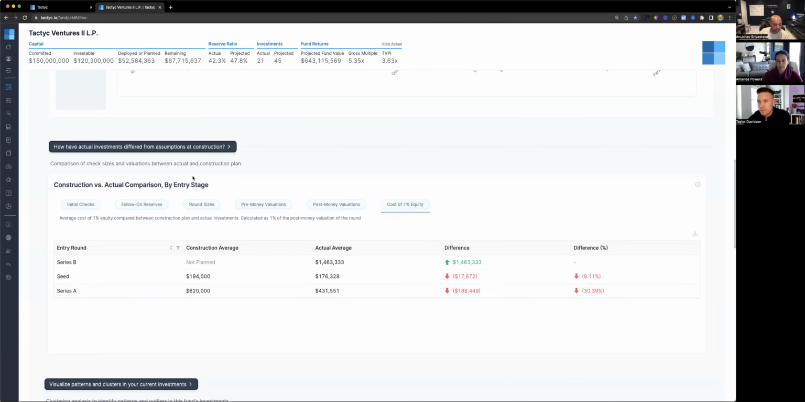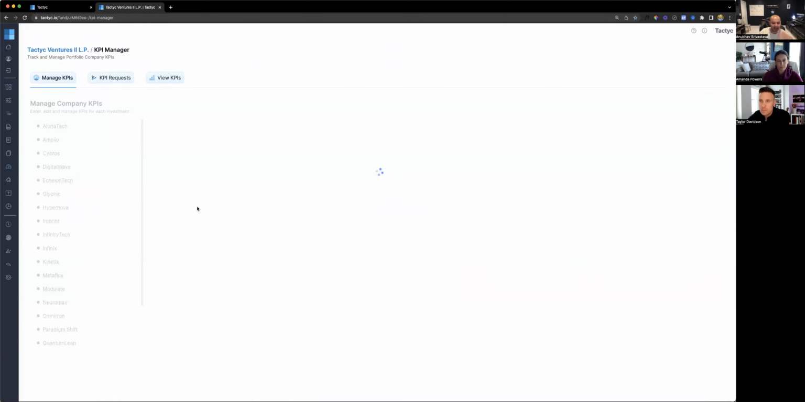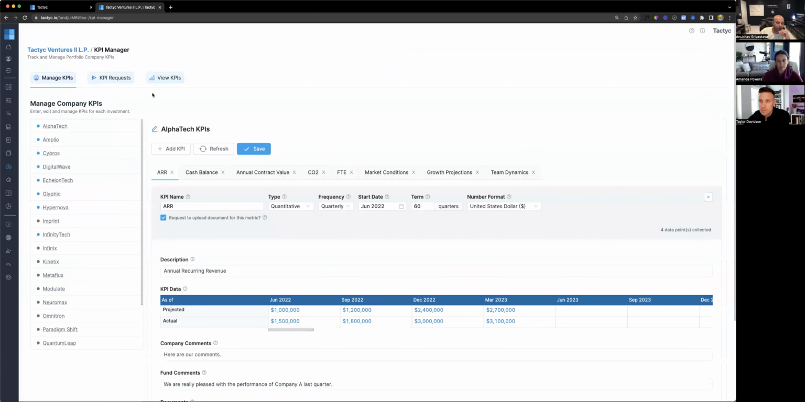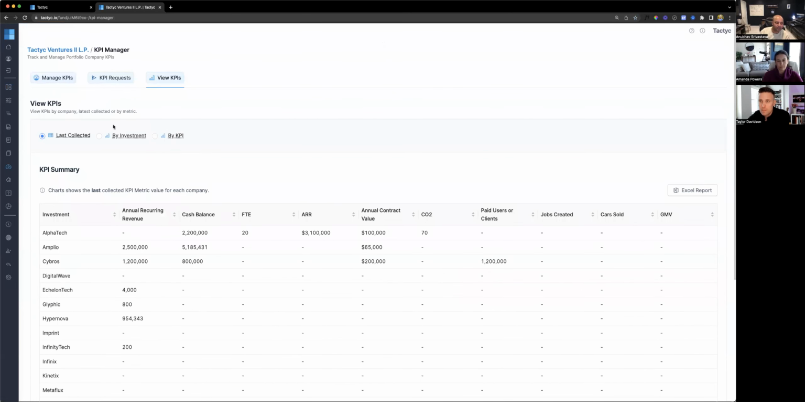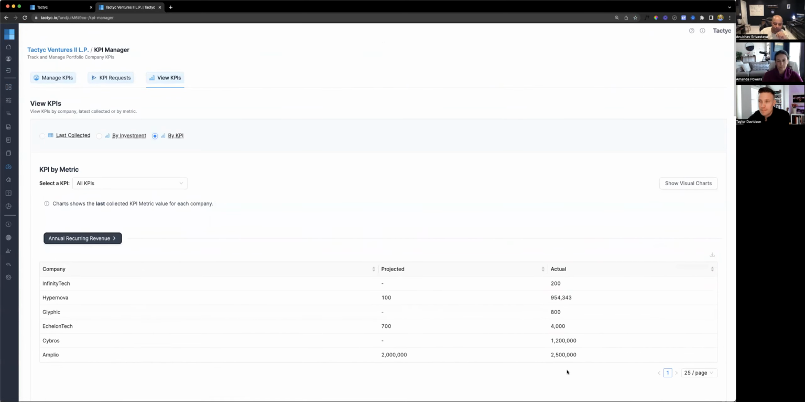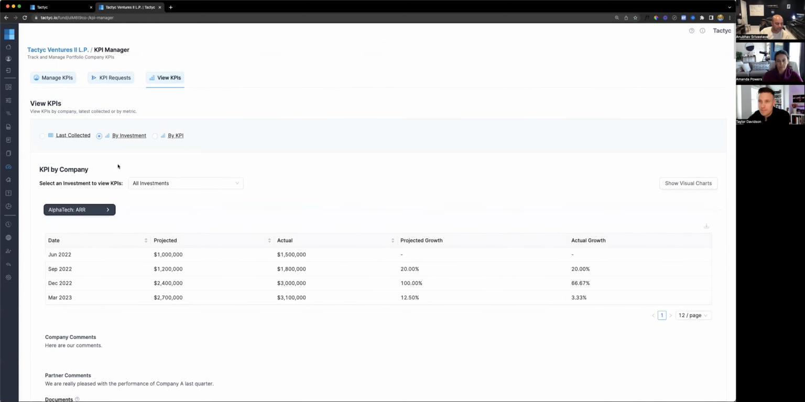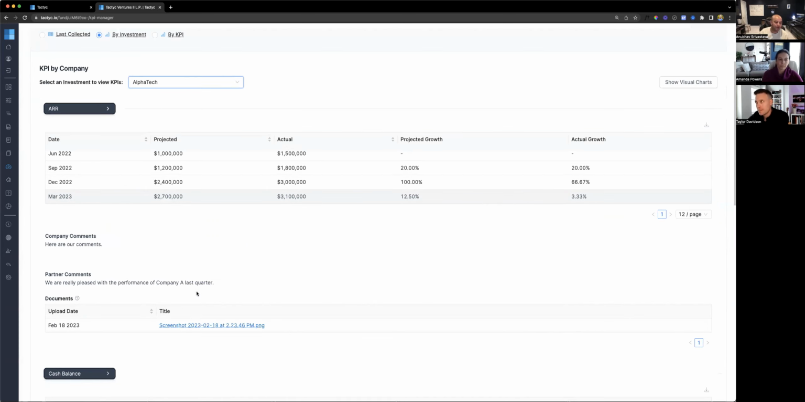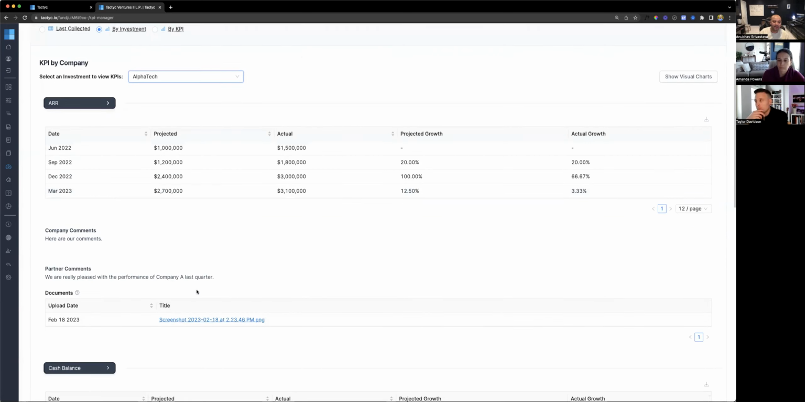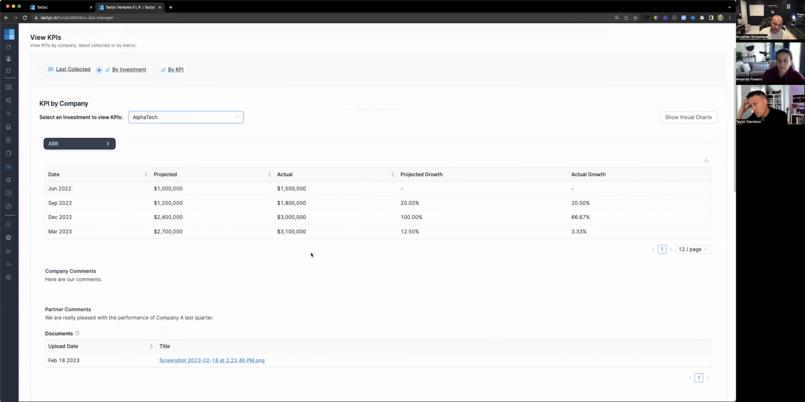KPIs is a whole separate thing where you're tracking individual company KPIs. You can do that within Tactyc, however you'd like to, but for every single company, at least in Tactyc, we try and show you projected versus actuals. The idea is to pick a single investment and ask: what were my projected or management projections, or your own internal fund projections for things like ARRs or cash balances? Then compare them with actual data as you get it, and see how they compare.